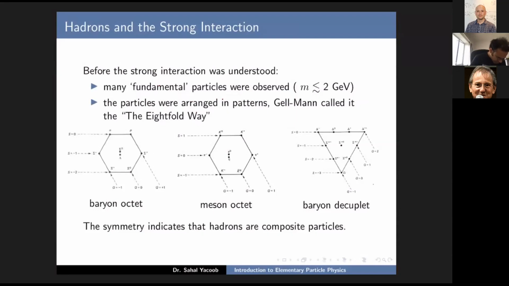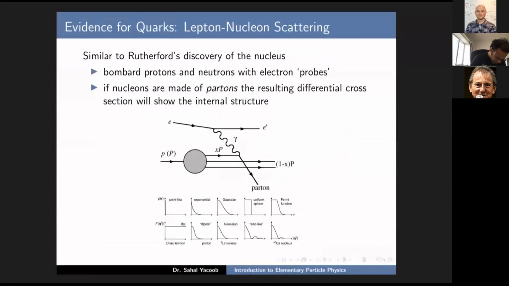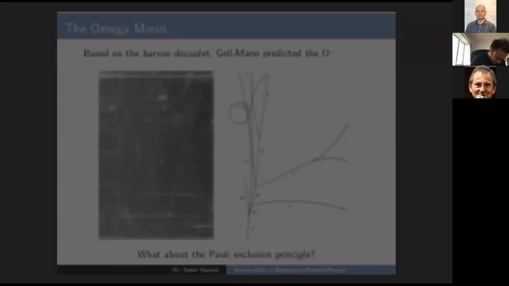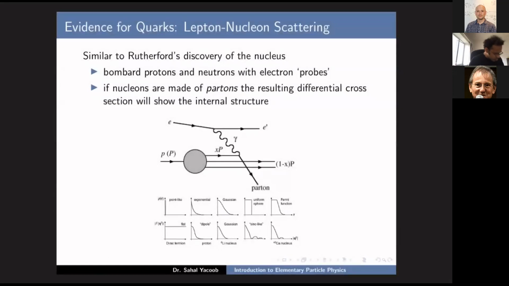I think I'm going to skip ahead for a couple of slides because I want to talk about the evidence for the things I've been telling you. So what is the evidence for quarks? We can't isolate these quarks. We can't put them in a box. So why am I confident telling you that they're there?